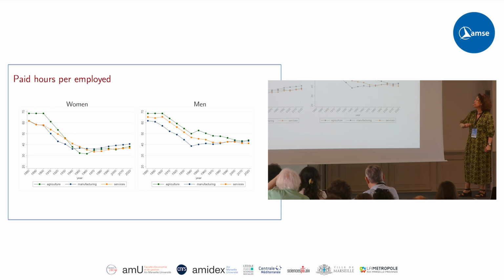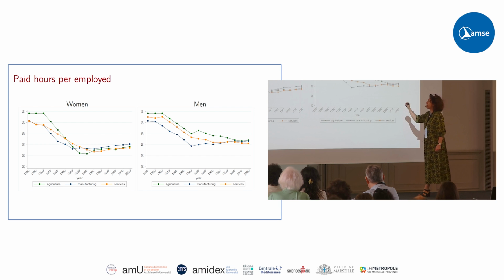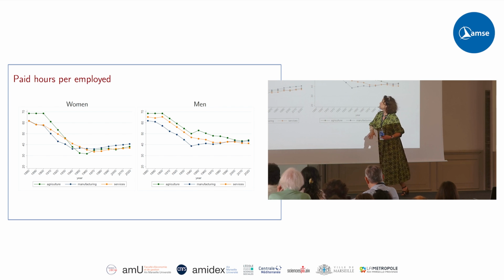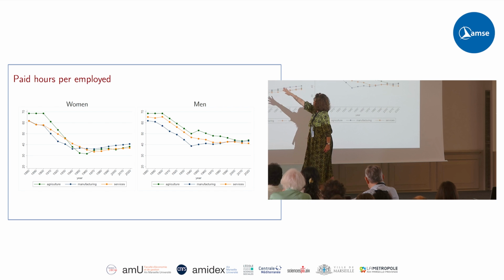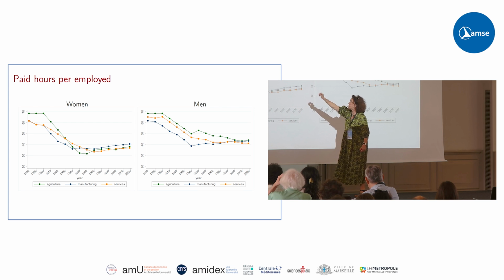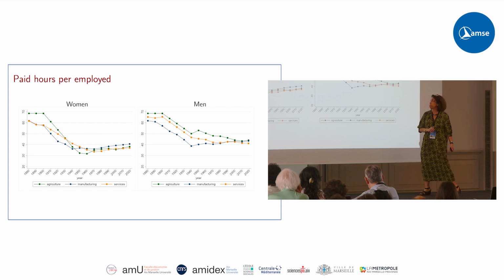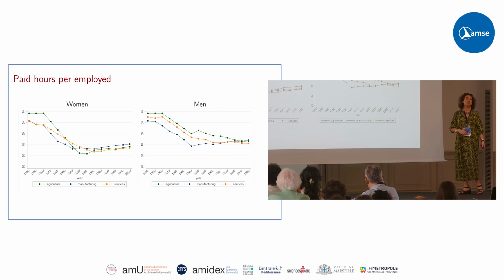Okay, putting everything together, this is what we have. So remember, these are paid hours per employee, so there is no zeros. Everybody's in work here. So paid hours fall for both men and women from very high numbers, between 60 and 70 per week. They fall throughout to mid-20th century, and then they remain roughly stable. There are no major differences between men and women. There are no major differences across sectors.